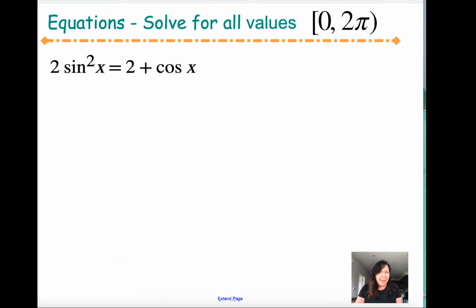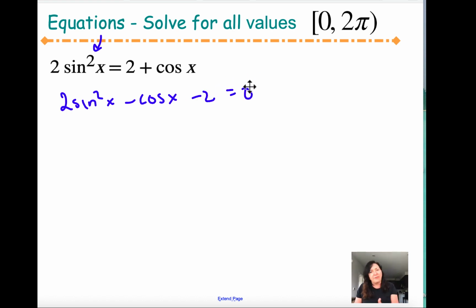This one is saying, again, only solve from 0 to 2 pi, not the restricted domains that we did in the beginning of the problem. Now, again, your objective is to get x by itself. One of the things you need to realize is that when you see a squared term here, this is quadratic, which means my first thing I need to do is set this equal to 0. So I'm going to do that. I get 2 sine squared of x, move the cosine, minus cosine of x, minus 2 is equal to 0. So I've set this equal to 0.